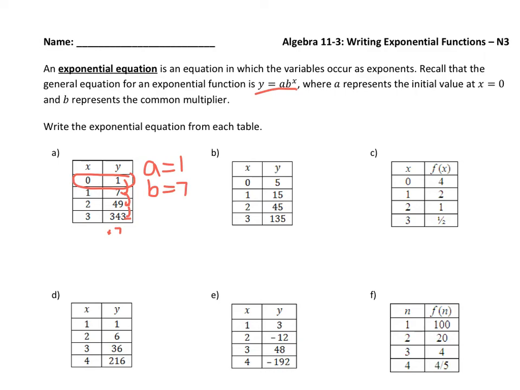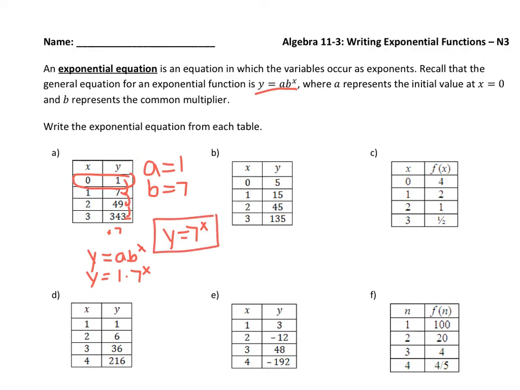So the b value is 7, which means the equation in the form y equals ab to the x, y equals 1 times 7 to the x. Now when we have a 1 for the a value, we don't have to write it, so it's simply y equals 7 to the x.